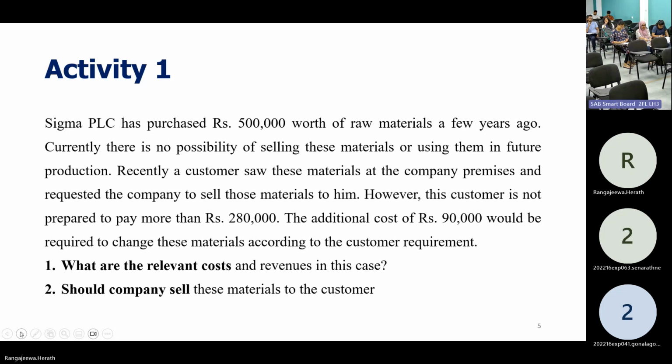When you are spending 90, you would have earned 280. There's an incremental profit by accepting the offer: 280 minus 90, 190,000. So the relevant cost is the 90,000 further processing cost. The relevant revenue is the 280,000, the amount the customer will pay. So there is an incremental profit of 190,000. So the company should accept this offer. That should be the decision.